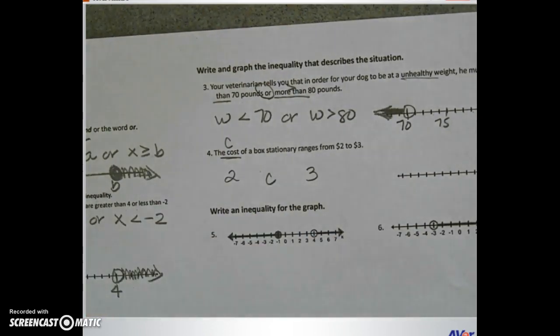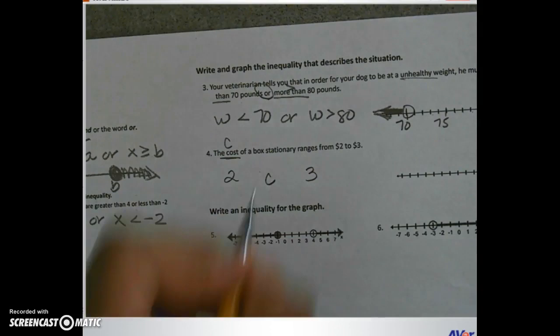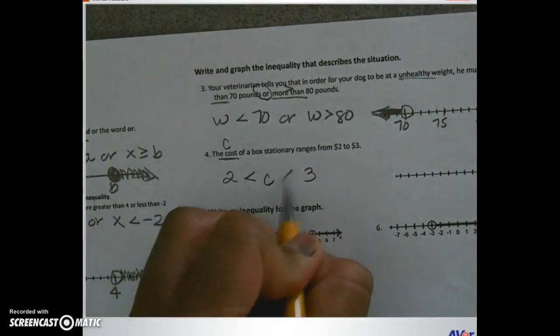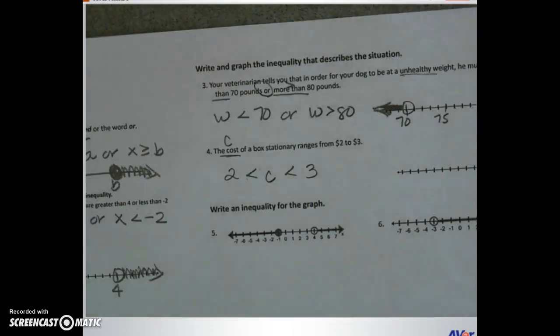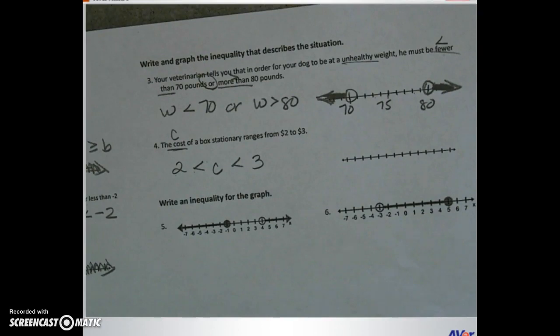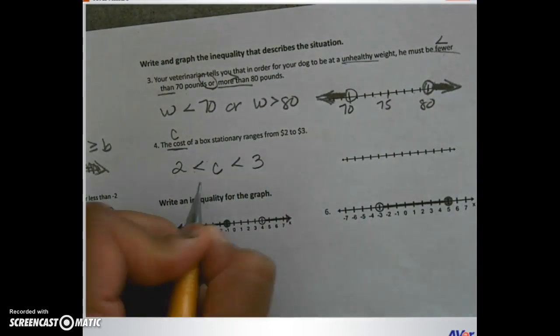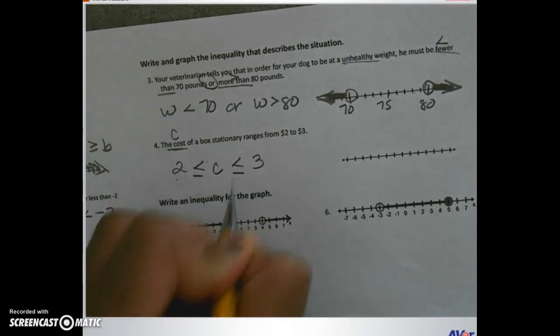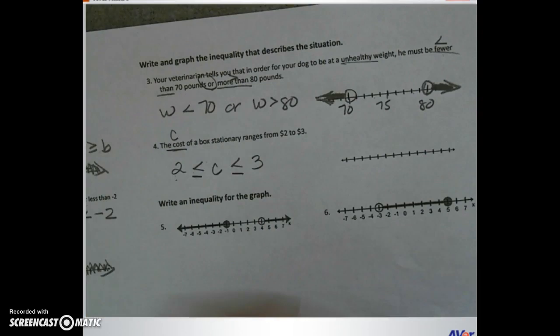What about those arrows, Miss Fitzgerald? Well, they need to point to the smaller number, so that would be to the 2, and they have to be in the same direction. Now we have to ask ourselves, can these be equal to, or are they strictly greater than and less than? Well, it says it ranges from $2 to $3. That means it's equal to $2 because it could be $2, or it could be up to $3. But that's it. Let's graph this.